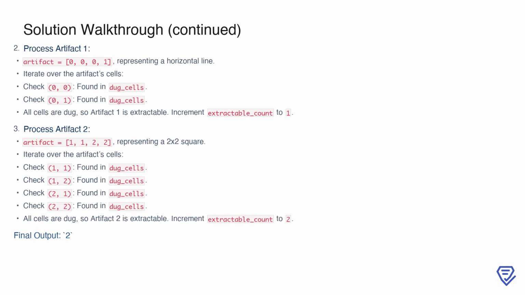For artifact 1, we check its cells (0,0) and (0,1) and find both in the dug cell set. This means artifact 1 is extractable, so we increment the extractable count to 1. For artifact 2, we check its cells (1,1), (1,2), (2,1) and (2,2). All these cells are in the dug cell set, so artifact 2 is also extractable. Incrementing the count again brings the total to 2. The final output for this example is 2, as both artifacts can be fully extracted.